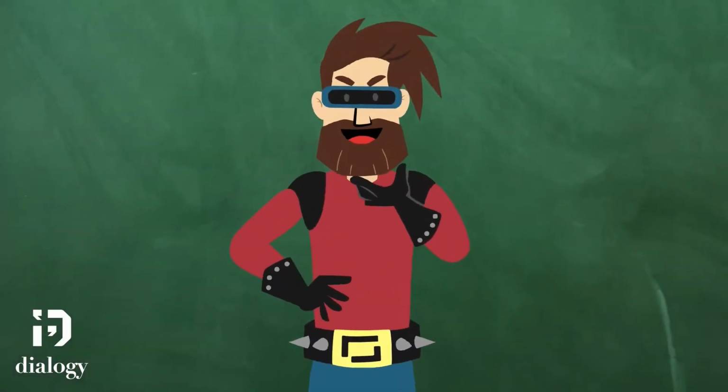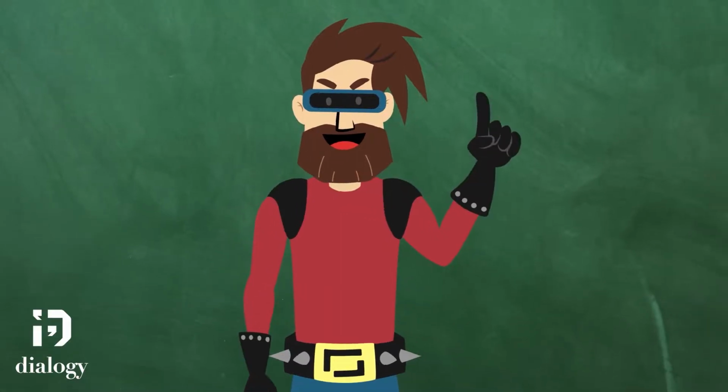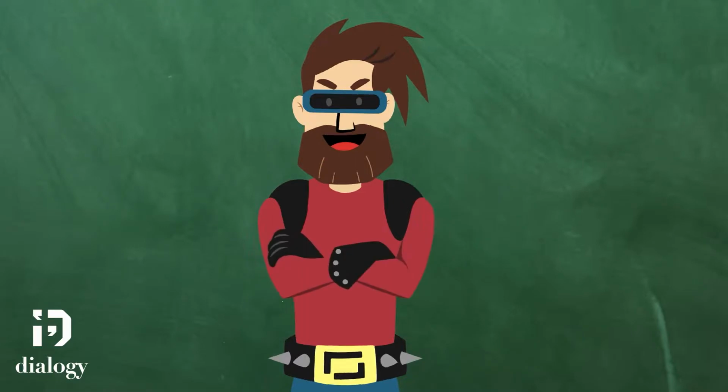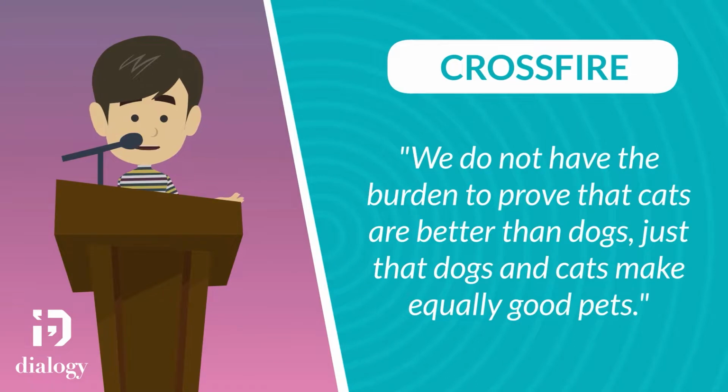The third place to talk about your burdens is in the crossfire. If you are unclear about what the burdens in a debate are, or if you think your opponents have not met this burden, you should point this out early in the crossfire. You can ask your opponents how their arguments help them to meet their burden in the debate. If your opponent asks you why cats are better than dogs, you could say, We do not have the burden to prove that cats are better than dogs, just that dogs and cats make equally good pets.